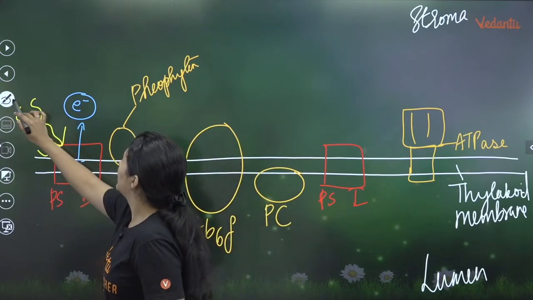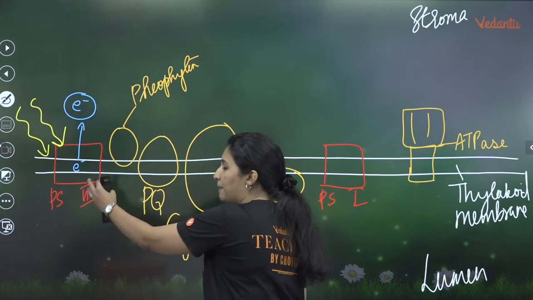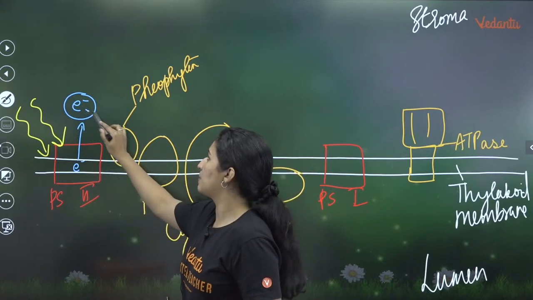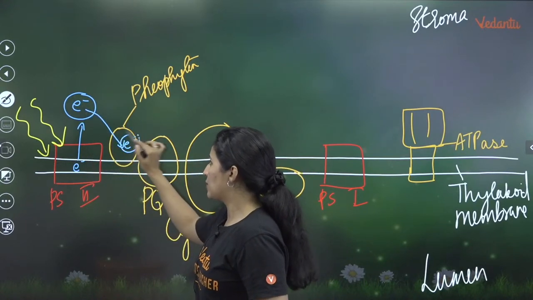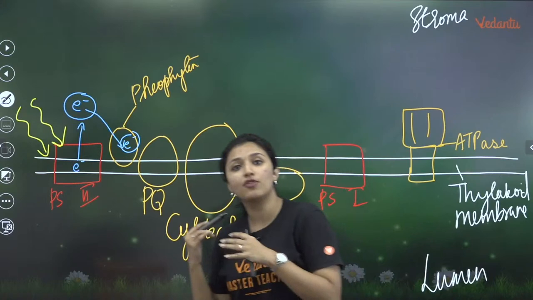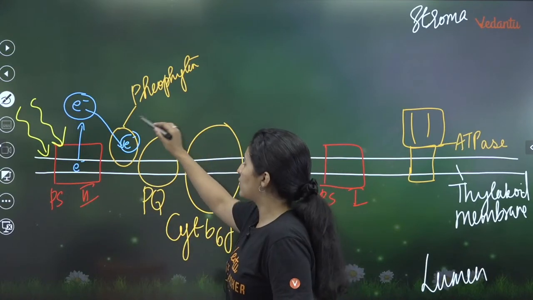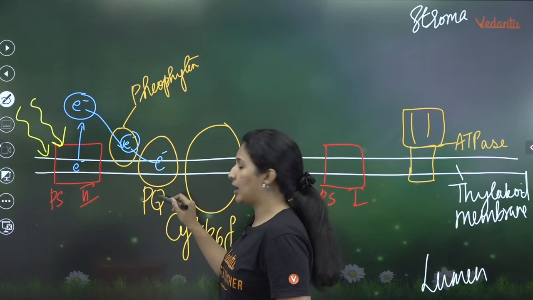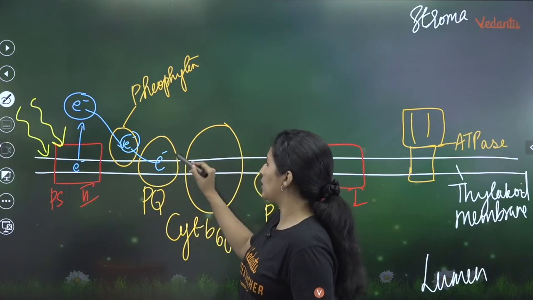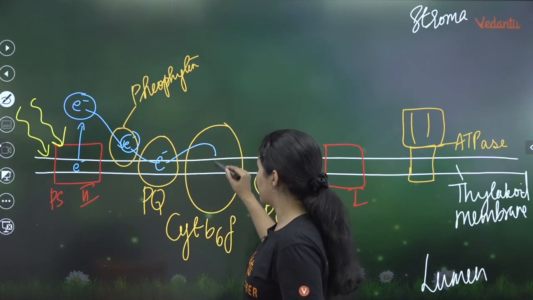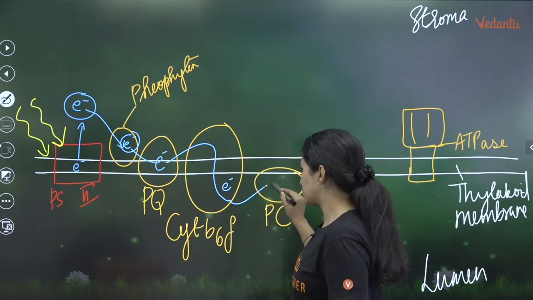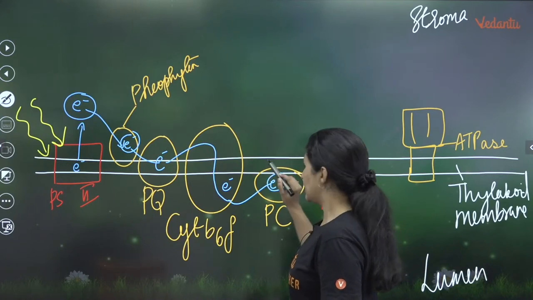Now this electron starts with PS2, 680 nanometer, it gets excited, and it is accepted by pheophytin. Every time it moves through the electron carriers, the energy of the electron is going to reduce. From pheophytin it moves into plastoquinone, and then from plastoquinone it moves on to cytochrome b6f. The electron then moves on to plastocyanin. Imagine the electron sitting there.